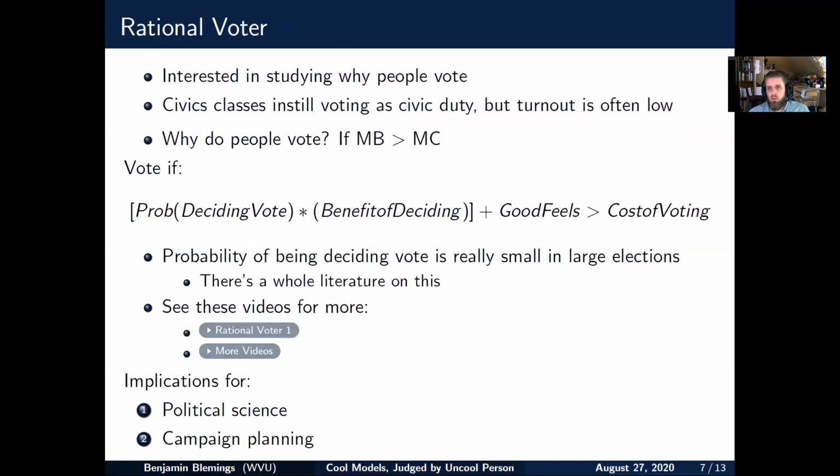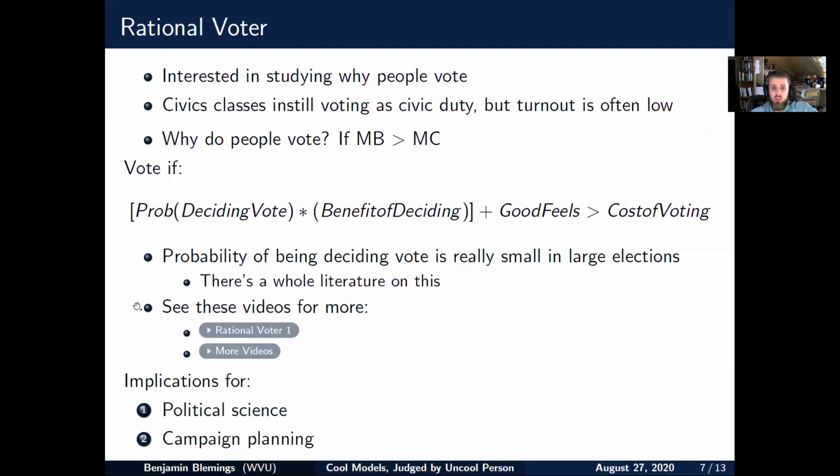And so people vote if the marginal benefit is greater than the marginal cost, where the marginal benefit is just how beneficial is it for you to decide the vote, and also, what is your likelihood of being that deciding vote, plus some good feeling you have from fulfilling your civic duty. And you vote if those are higher than the cost of voting, like going to the polls or being informed about the issues. I just put this bullet point that the probability of being the deciding vote is really low in large popular elections.